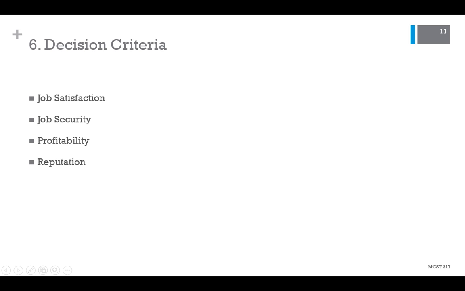Reputation. The final decision criteria that I've put here is that he might be concerned about his reputation with these various companies, and he might want to maintain that reputation with them. So that's the fourth decision criteria that I've listed. There are many decision criteria, and I'm sure that you can think of other ones that you might use when selecting a job.